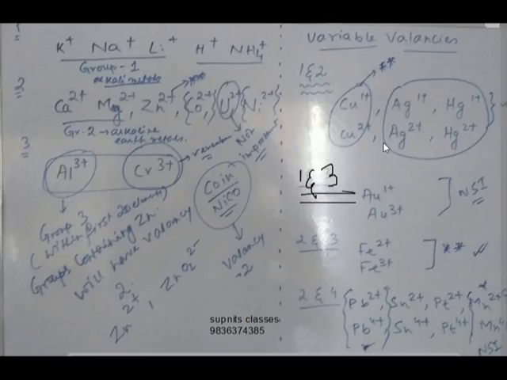Hello. So here we start again after a little break. We were talking about the variable valencies of 1 and 2. So copper, cuprous and cupric, we have to remember. For Hg and Ag, we have to remember it together.